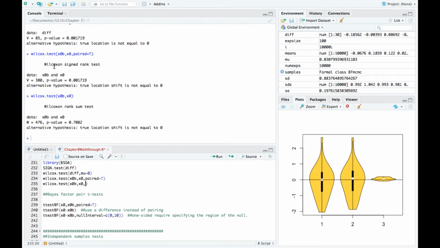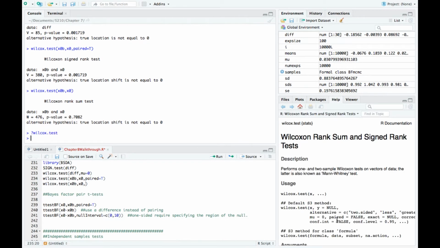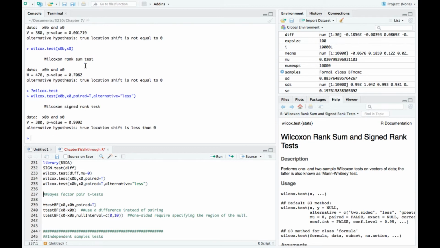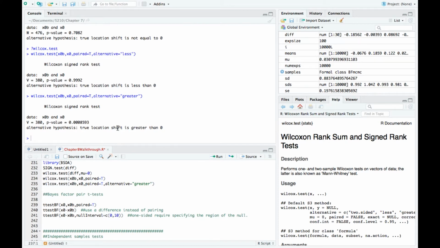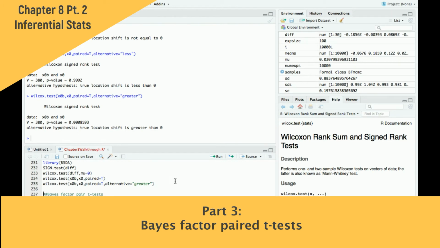And we can also do a one alternative or two alternatives. So you can also do paired equals true, and then alternative equals less, because I've reversed the order of these. That's the wrong one. And now this is even more powerful because I'm expecting an increase and I can detect the increase if I do a one-sided test.